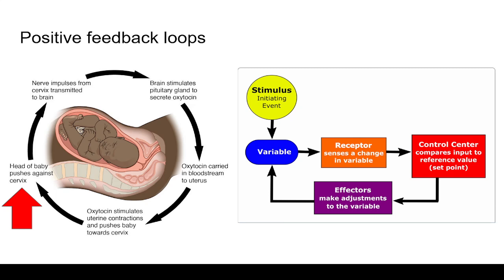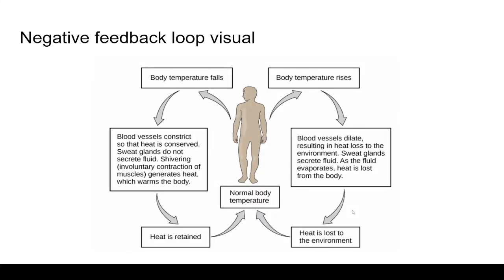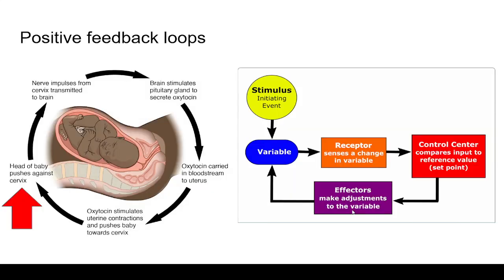So this is a positive feedback loop, but it still has senses, and this is our sensory portion, still has a control center, it still has effectors, it still has all those pathways. But instead of, in our previous example, that working in a cycle to maintain balance, now it's working to actually push the baby out. So positive feedback loops are pretty different, but they still work in a way to help us do something.